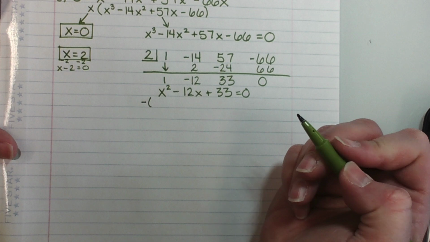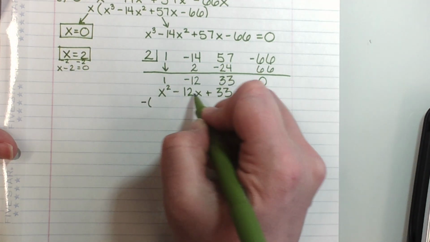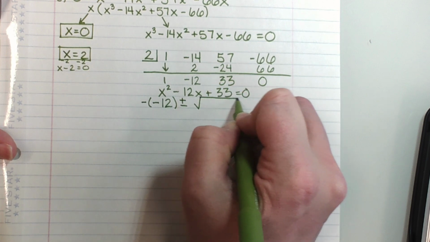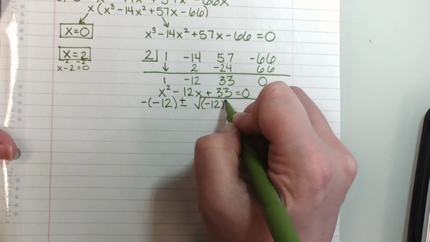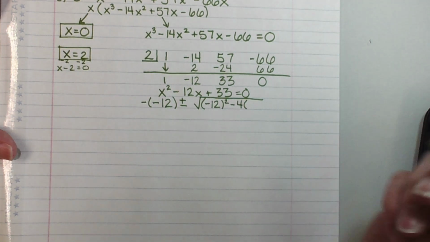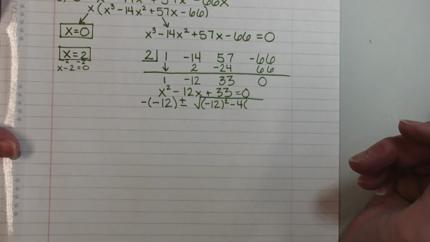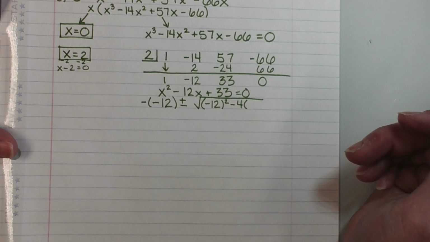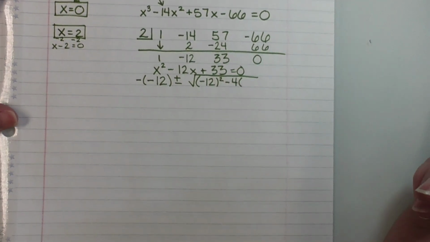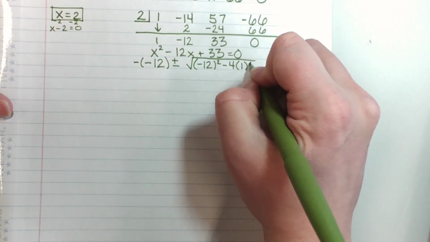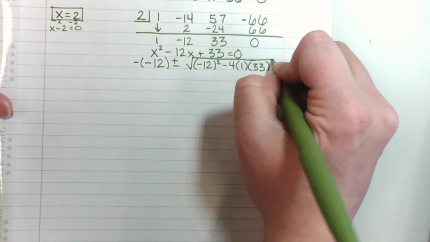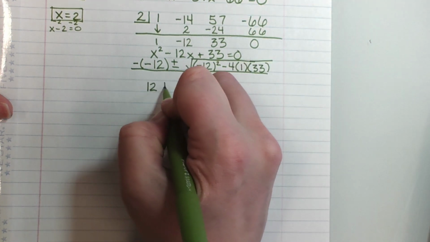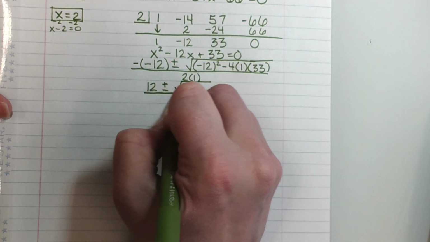Negative b. B is negative 12, so negative 12 plus or minus the square root of b, negative 12 squared minus 4 times a. What's a? 1. Far too often people are telling me a is x squared. A, b, and c do not have variables. A is 1. C is 33. All over 2 times 1. 12 plus or minus an ugly square root, all over 2.